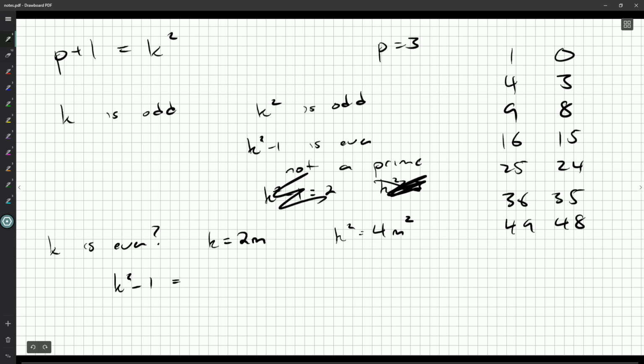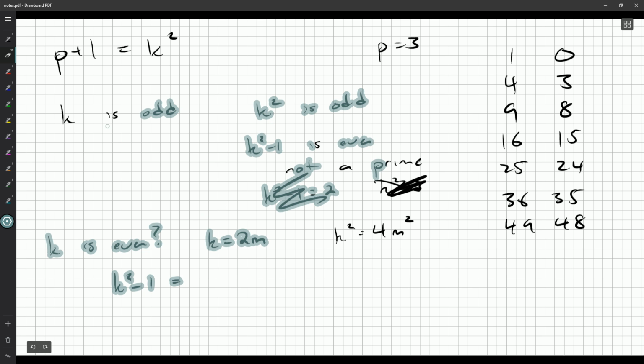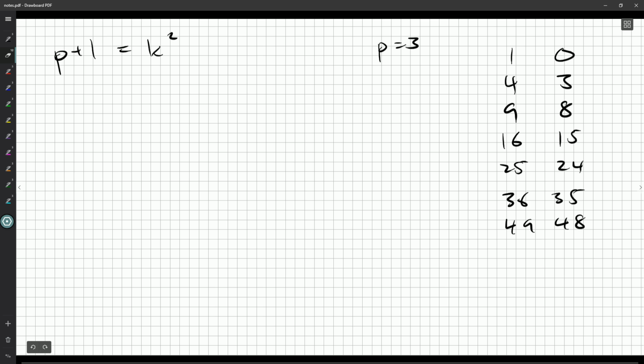Oh, I'm silly. This is a lot easier to work on. I thought we'd have to do cases just because that's what stuck out at me, but it's so much easier than that. Let's get rid of all this work. I can just rearrange this. p is k squared minus 1, but this factors. So k minus 1 is a factor of p, and k plus 1 is a factor of p.